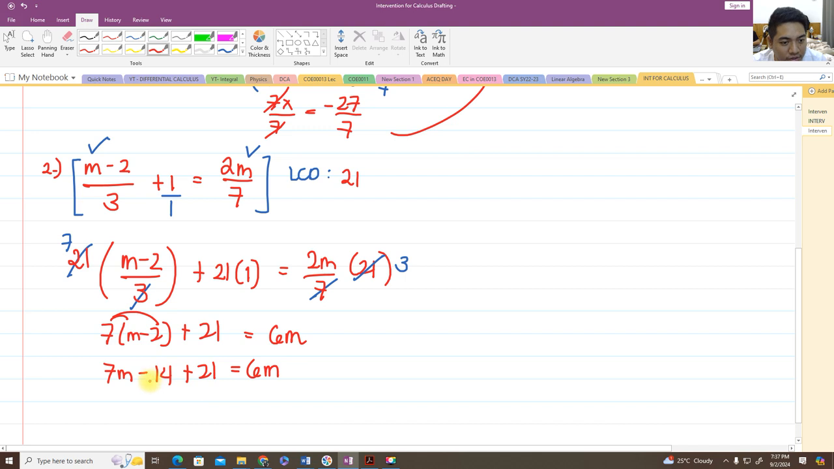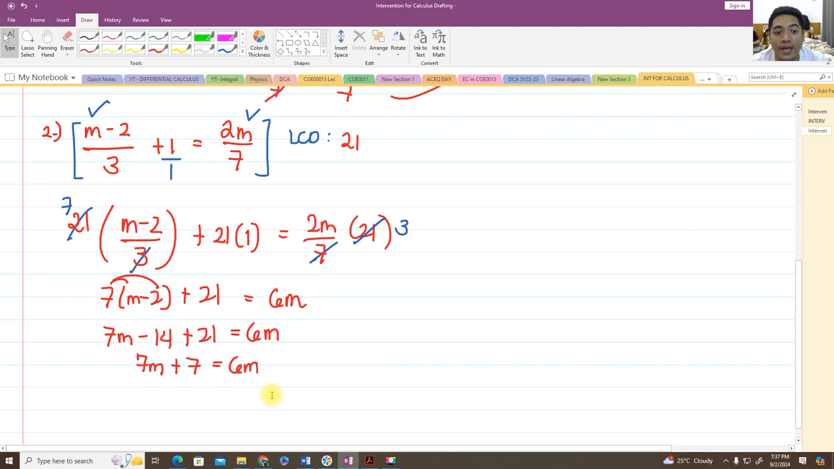So combining like terms, you have negative 14 plus 21, so you have 7m, okay, negative 14 plus 21 would be positive 7 equals 6m. So transposing to the left side, 6m, so you have 7m minus 6m equals, transposing to the right side, positive 7 becomes negative 7. So 7m minus 6m would be m equals negative 7. So the value that would make this equation true is negative 7.